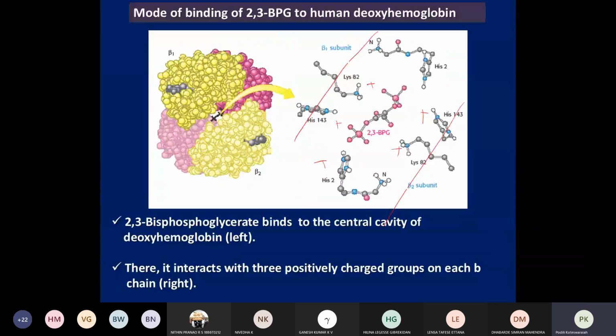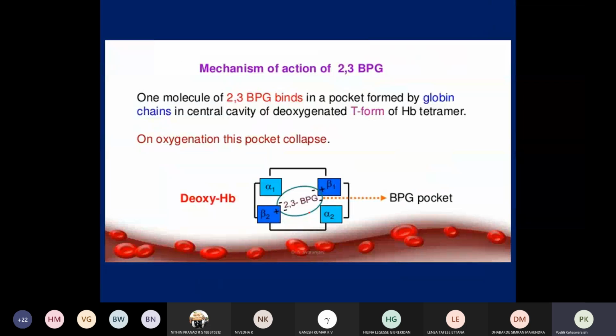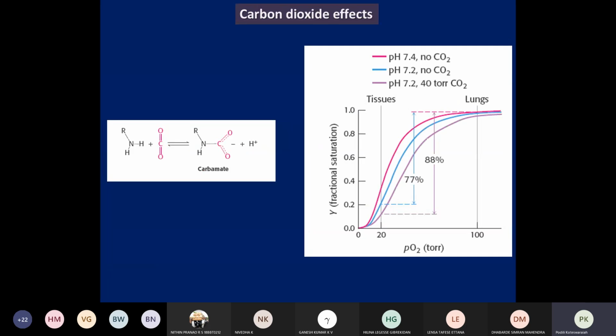Once the T state is stabilized, obviously the hemoglobin has to unload its bound oxygen, because in the T state hemoglobin has the lower affinity for oxygen. So this is about this one.